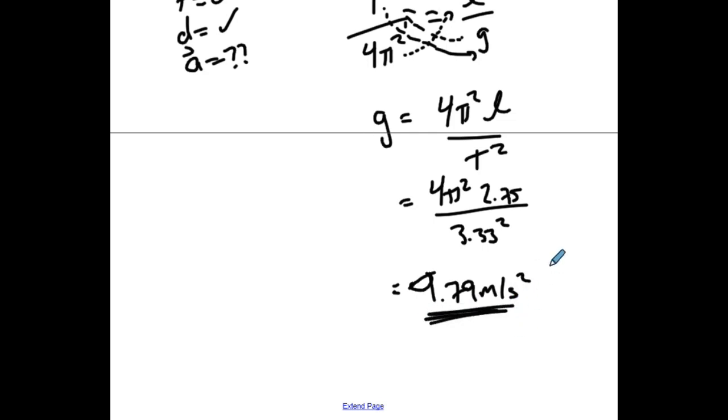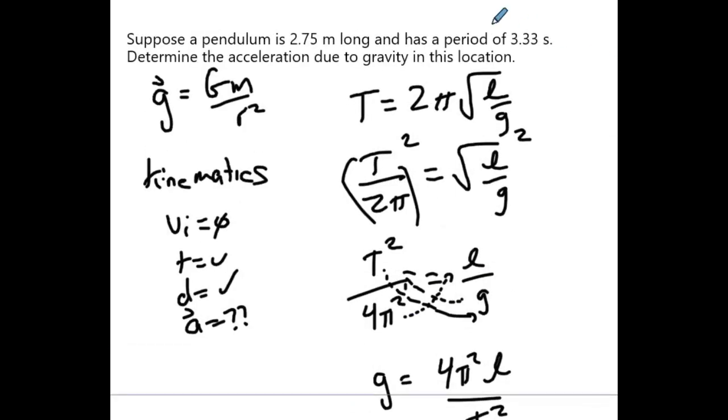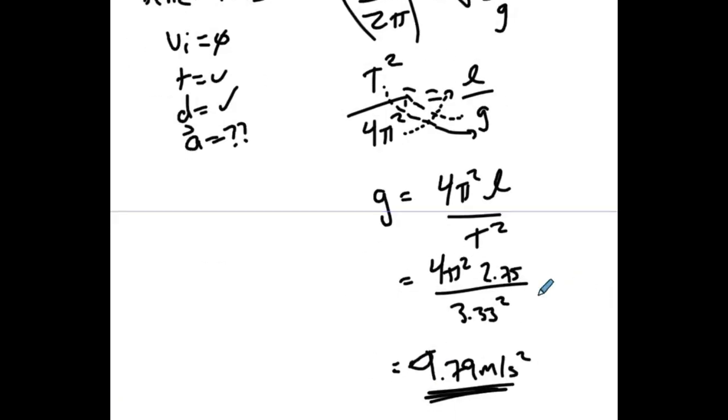9.81. So either we didn't measure these values quite perfectly, because maybe the period wasn't 3.33, maybe it was 3.34 or 3.35. So we always need a margin of error. But we're actually going to do this in one of our labs. We're going to confirm that the amount of gravity is actually supposed to be 9.81.